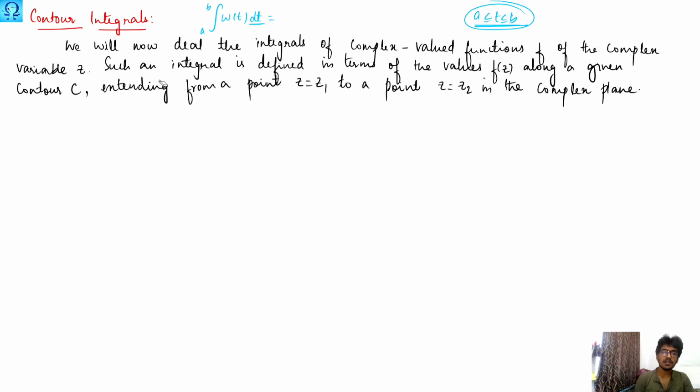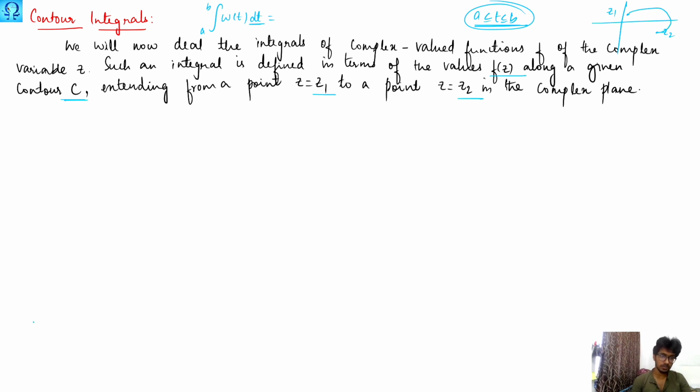These kinds of integrals are defined in terms of the value of function f along a given contour c. So here we will be given some contour, which extends from the point z1 to z2 in the complex plane. Suppose you have a curve which extends from this point to this point. This may be any smooth curve. This is one sort of curve, this is another sort of curve, and you may have a curve of this sort. Here I have produced three different examples for your understanding.